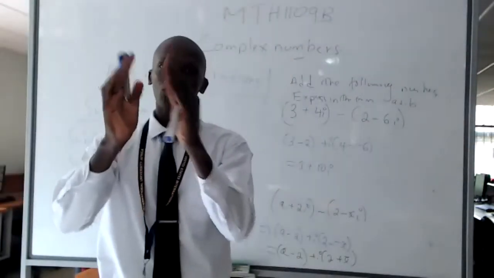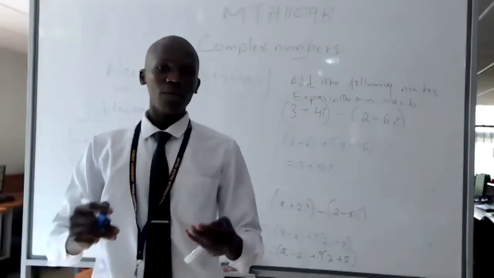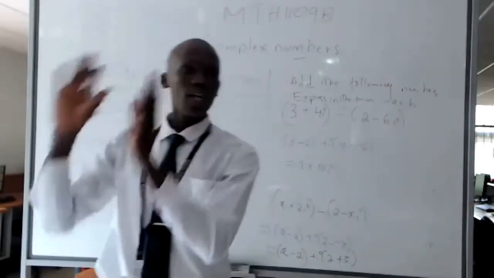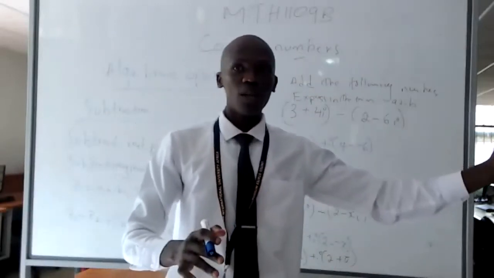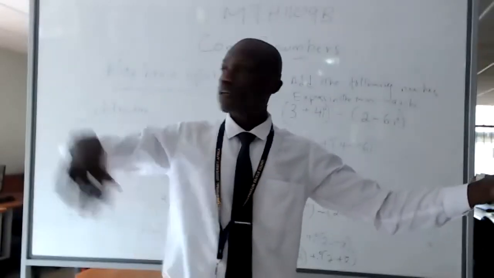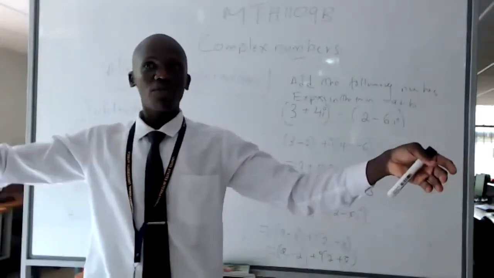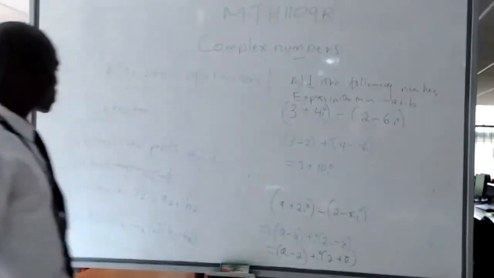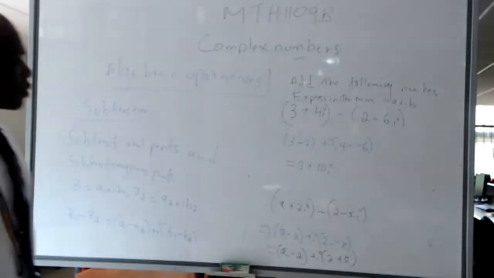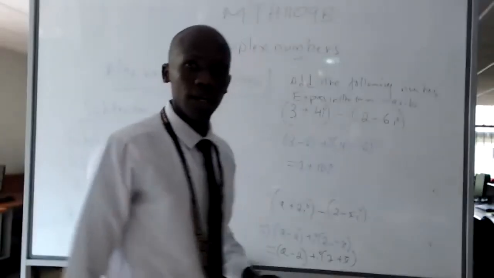put them together. Remember, a complex number consists of a real part and an imaginary part. So to get the sum or a difference, find the sum or difference of the real parts, find the sum or difference of the imaginary parts, and then put what you get together as a complex number. Any questions?